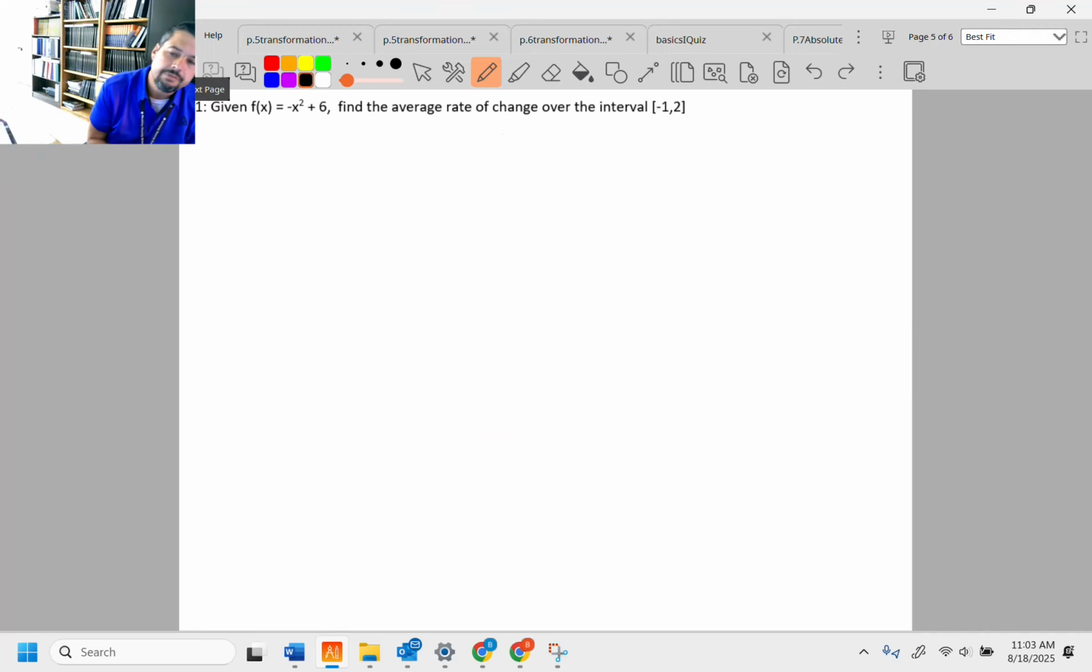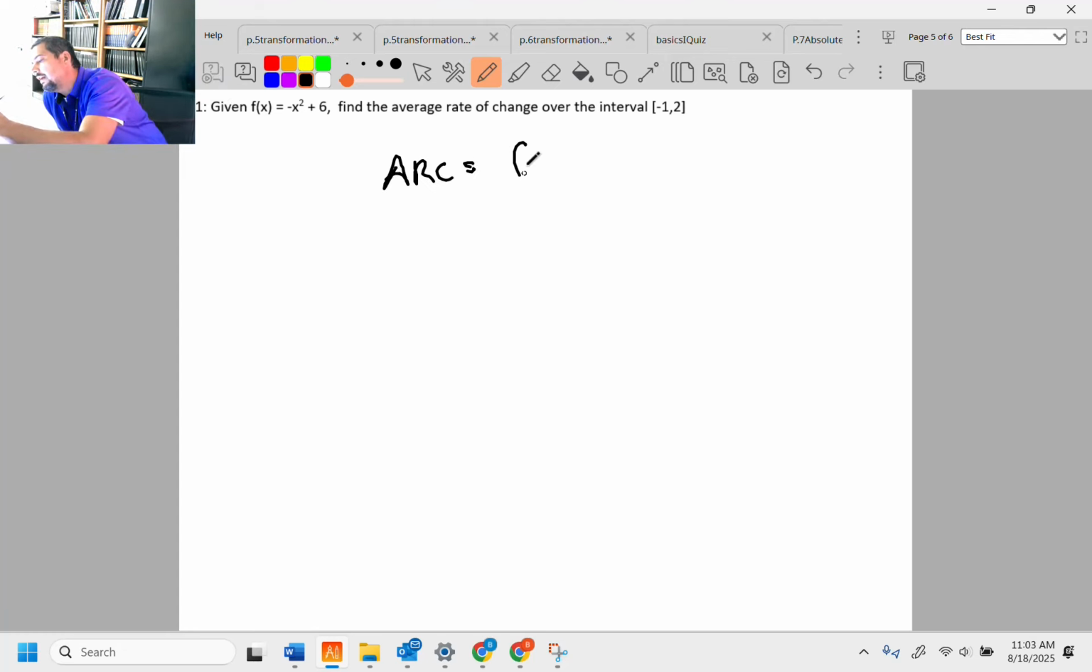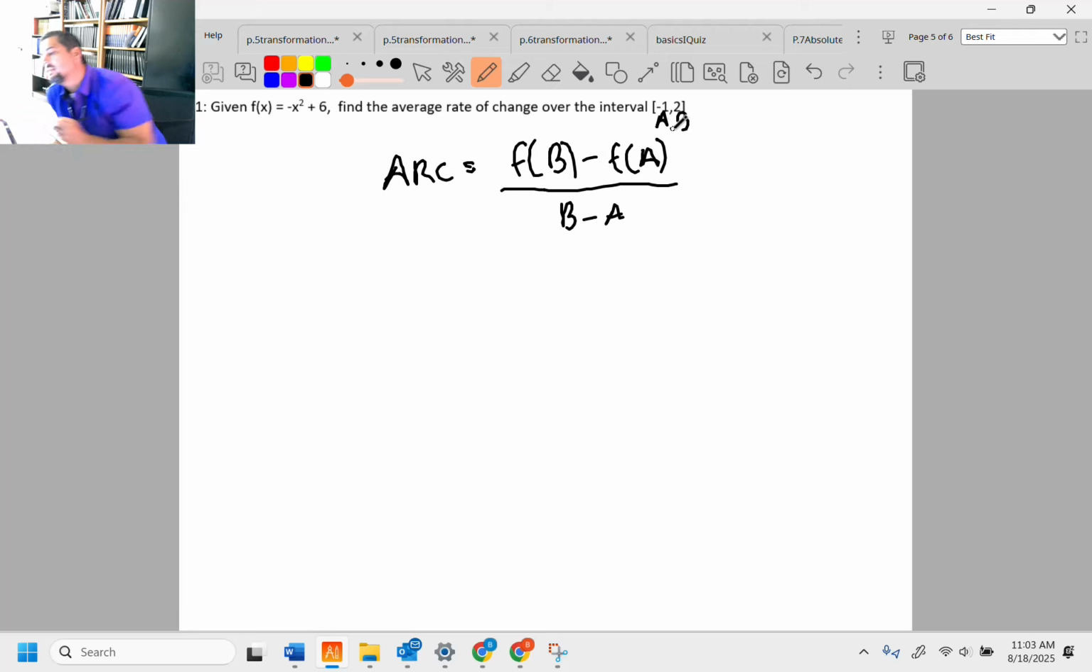Bonus. Given f of x is negative x squared plus 6, find the average rate of change over the interval from negative 1 to 2. The formula for average rate of change is f of b minus f of a, over b minus a, and you get a and b from the interval. Those are x values. This is slope, all it is.